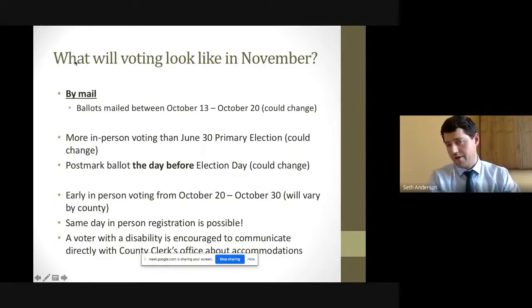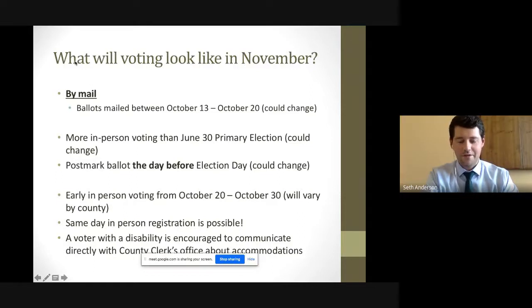Also, some counties like Salt Lake and some of the other Wasatch Front counties will do voting on the Monday before the election. So November 2nd could be an option as well. Same day in-person registration, we expect that to be much more possible for the November 3rd election. I think that was a big frustration amongst voters for the June 30th primary.